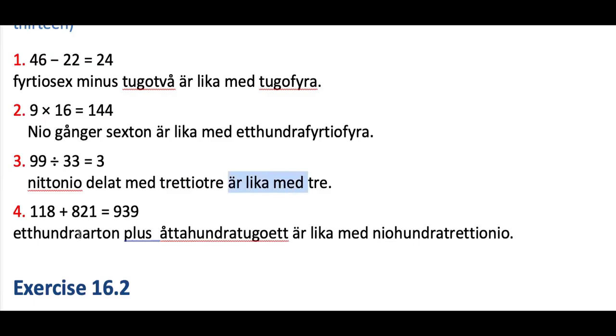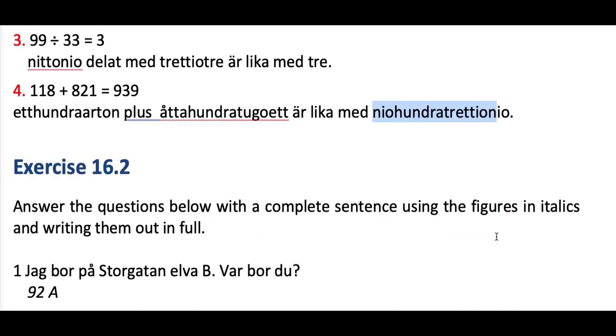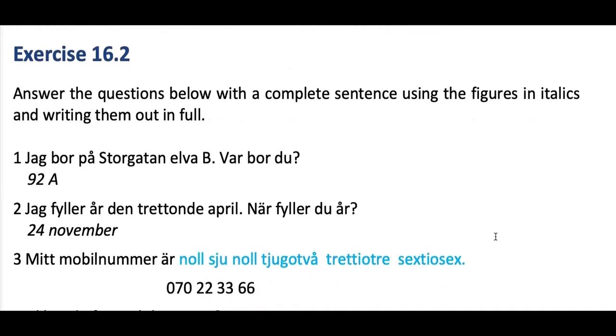Etundra othon, 118, plus Uttahundra shugiyat, are likamid equal to 939. Okay, so now we can move to the next exercise.